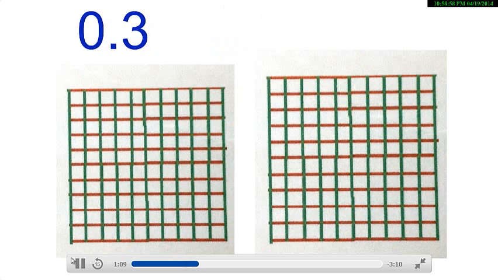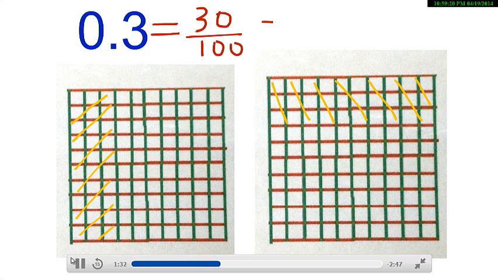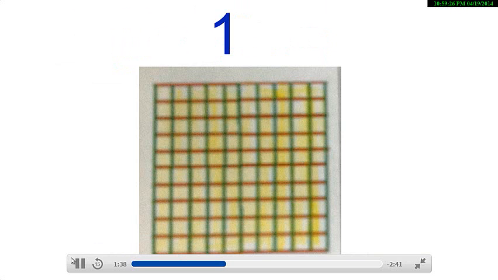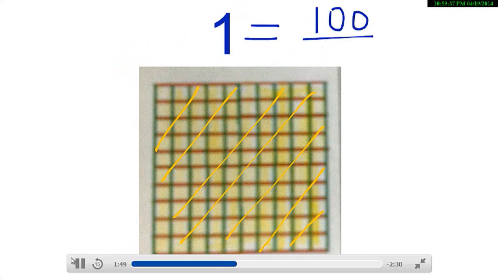How will you represent 0.3 on your graph sheet? Yes, you can shade 30 squares vertically or 30 squares horizontally. Remember, 0.3 is nothing but 30 by 100 or 3 by 10. Now suppose if we shade the entire graph paper, what do we represent? We represent 1, that is nothing but 100 out of 100.